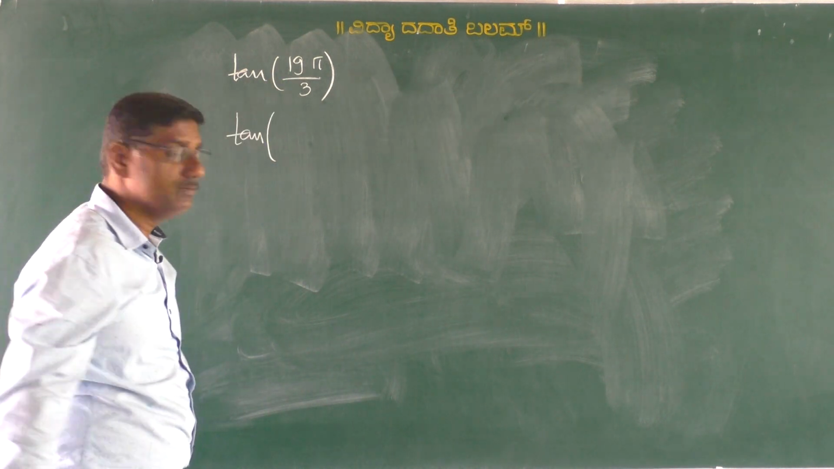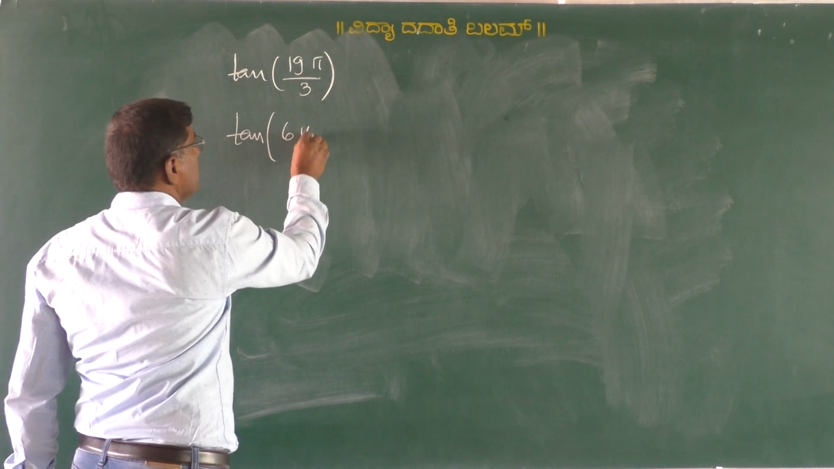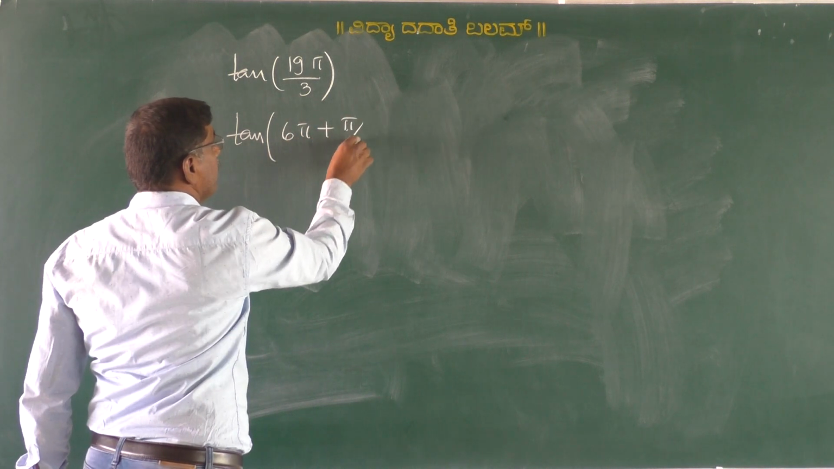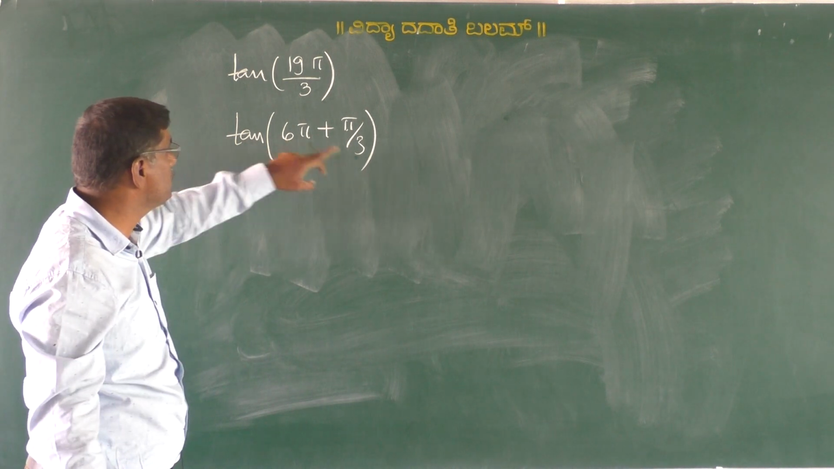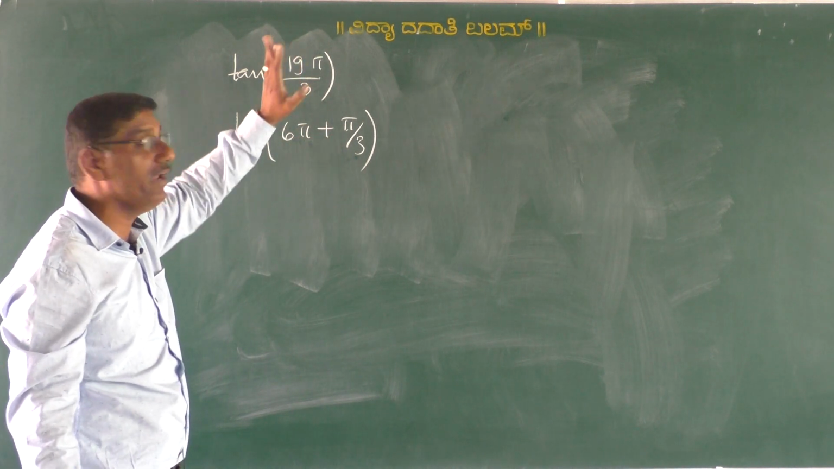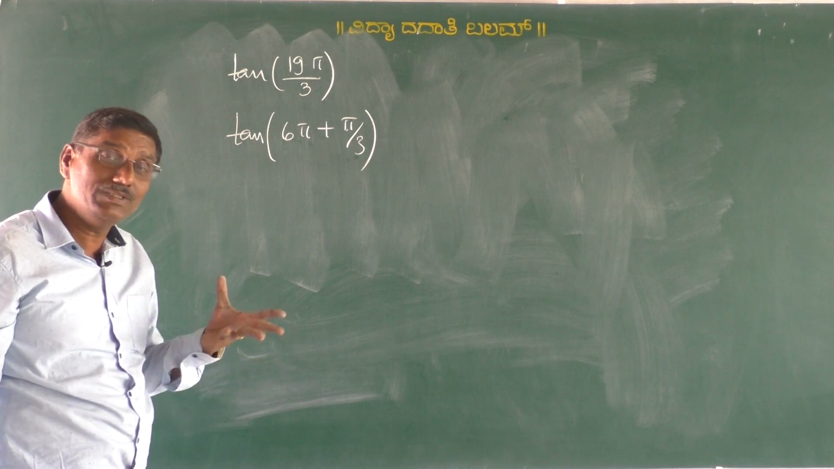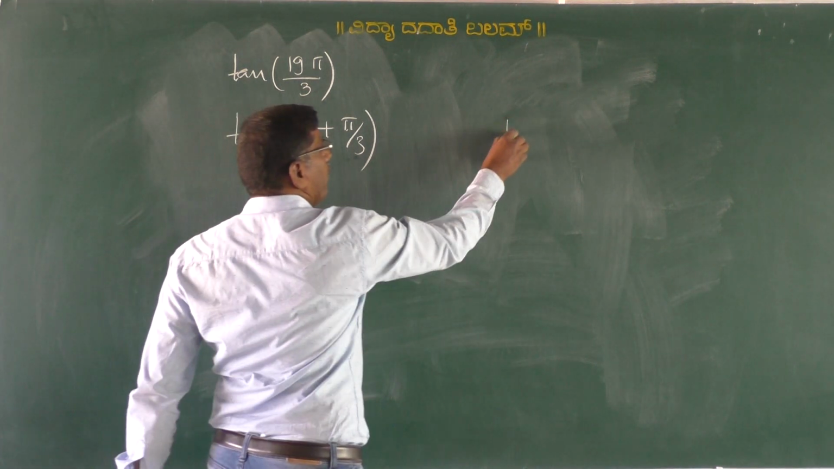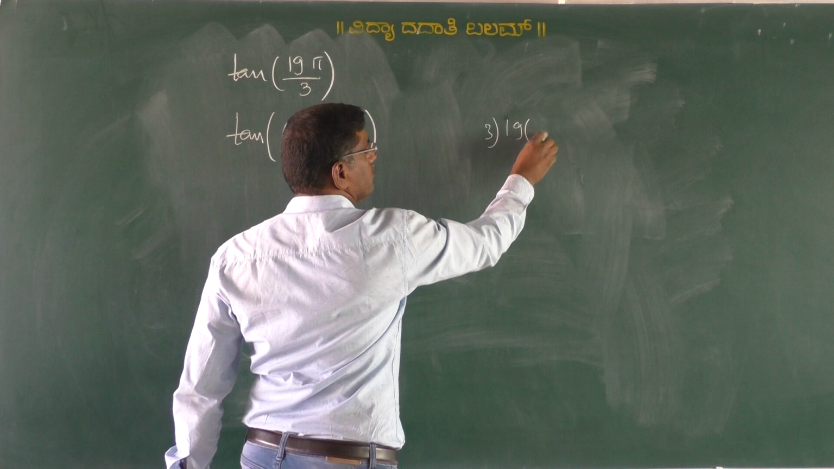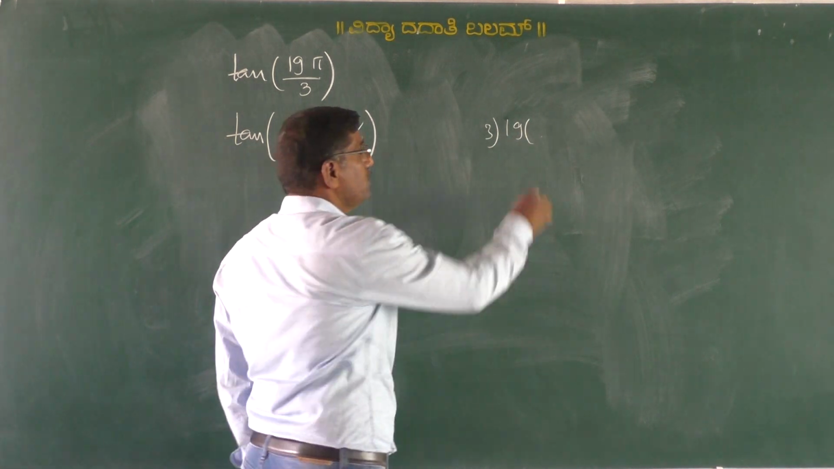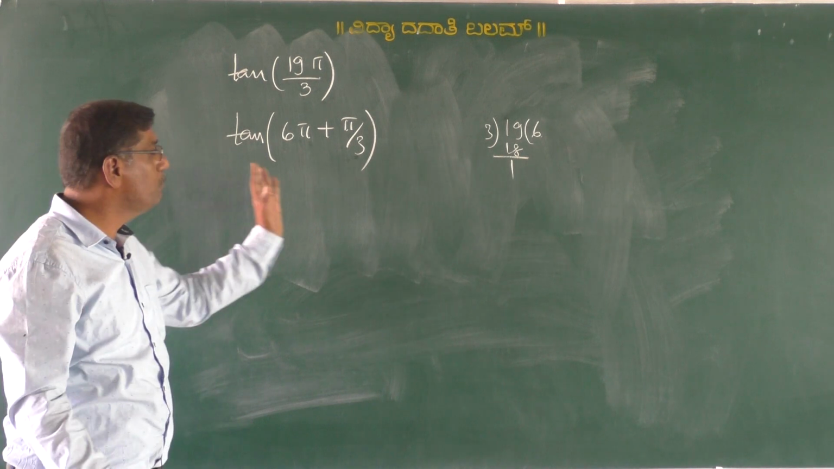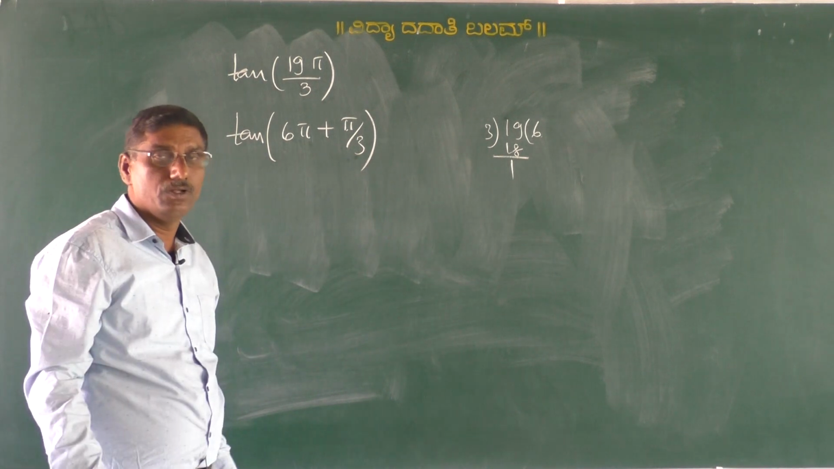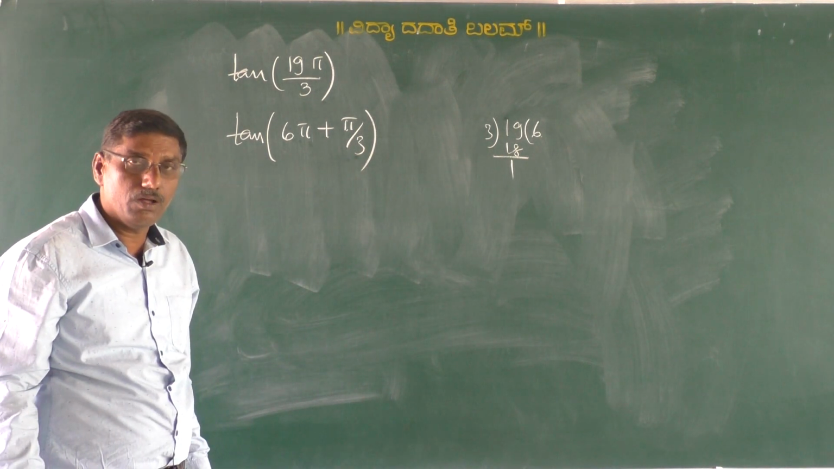19 is there. You can write 6 pi plus pi by 3. How, sir? If I take the LCM, 6 into 3 is 18, 18 pi plus pi, 19 pi. Sir, how is it possible if you divide 19 by 3? 3 sixes are 18, that is the one part. You have to split like this. Are you understood, all of you?